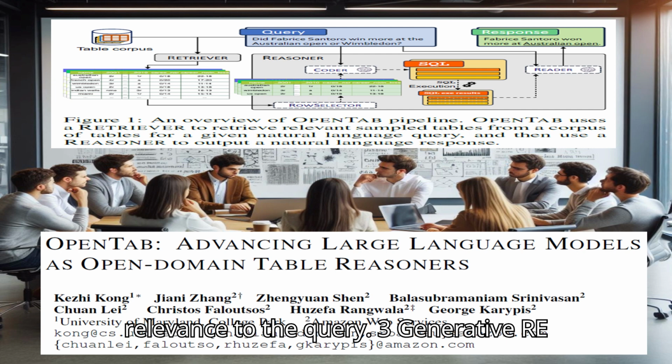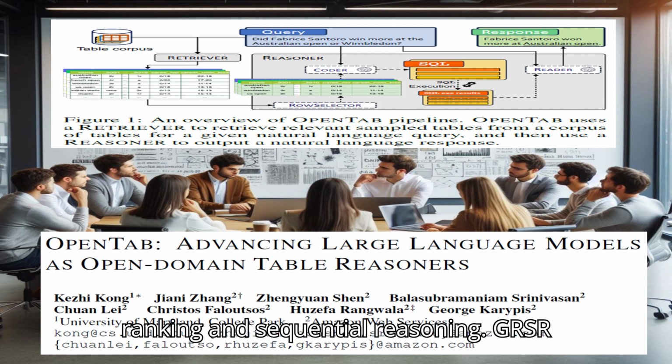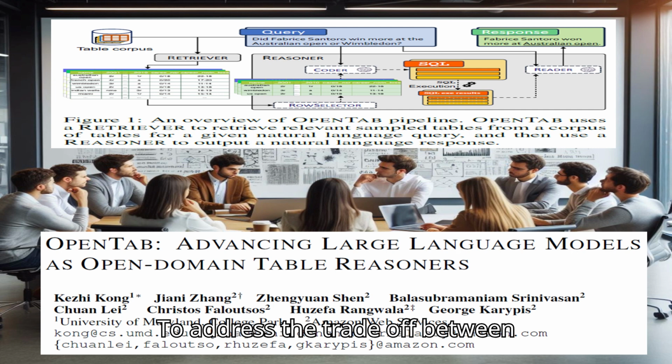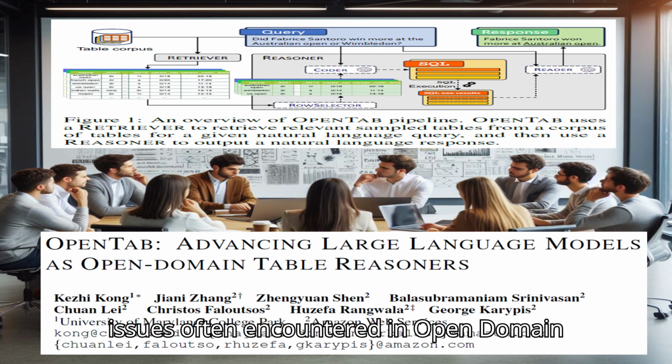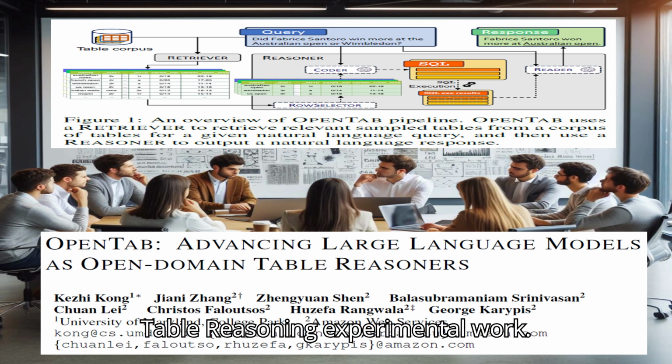3. Generative Re-ranking and Sequential Reasoning, GRSR. To address the trade-off between retrieval recall and precision in open domain table reasoning, the authors propose a novel strategy called Generative Re-ranking and Sequential Reasoning, GRSR. GRSR sequentially generates SQLs for a set of retrieved tables and then re-ranks them based on query similarity. This strategy effectively addresses the hallucination issues often encountered in open domain table reasoning.